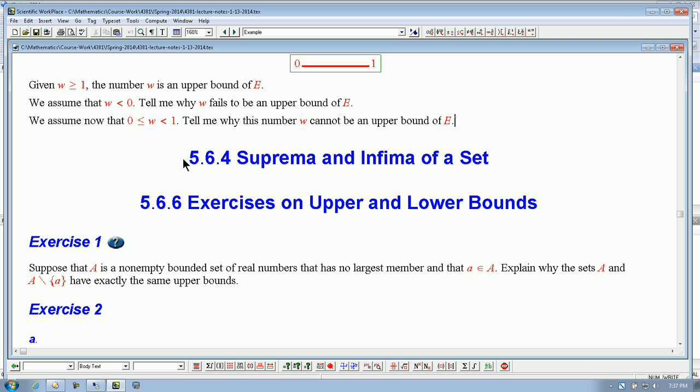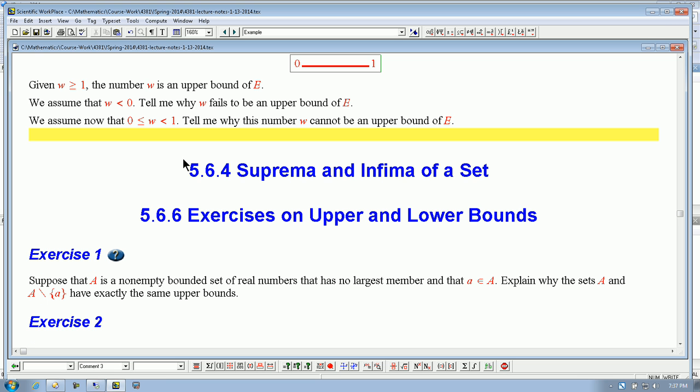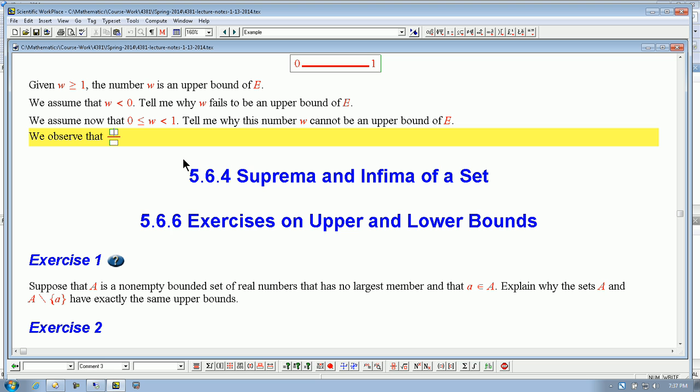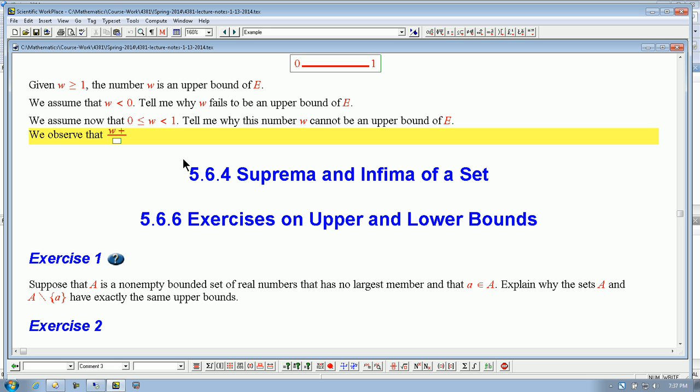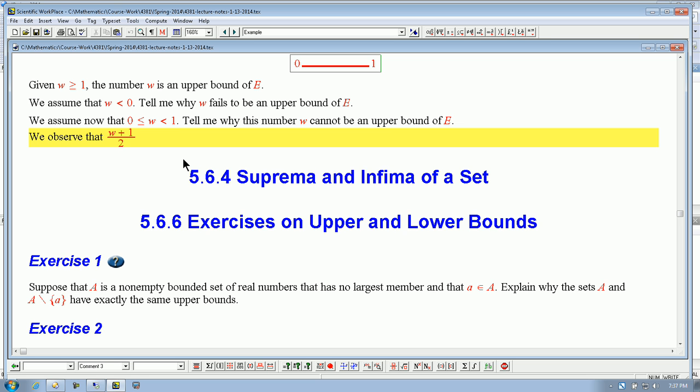Well, take the average, the arithmetic mean of W and 1. That's going to be between W and 1 and still be less than 1. So it's less than 1. Proof: you can say, we observe that this number, (W plus 1) over 2, belongs to E, and that W is less than this number.